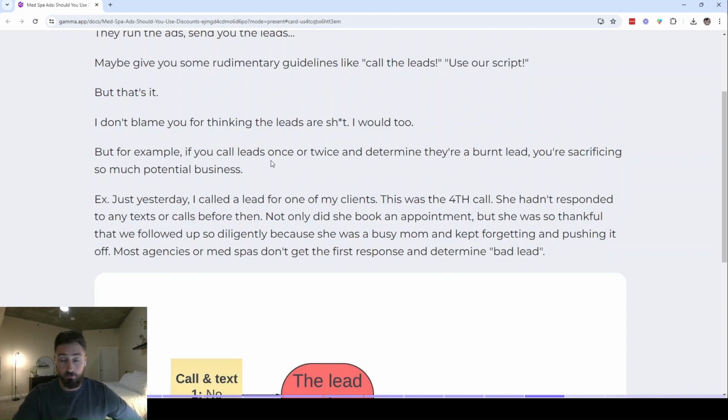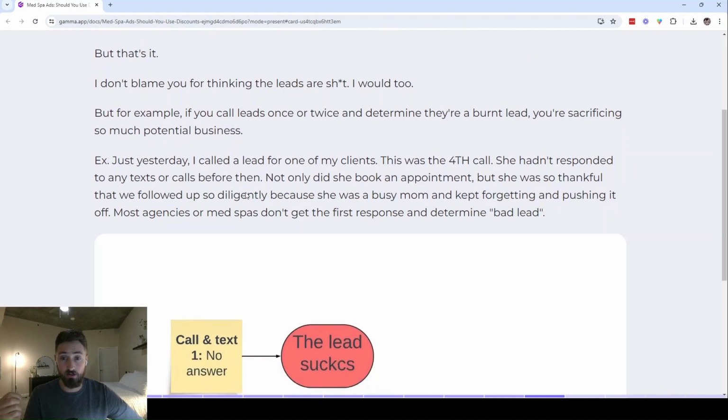But just to give one random example out of a sales process, if you call your leads just once or twice and you determine that they're a burnt lead, you are sacrificing so much potential business and so much potential revenue. Because I want to give you an example. Literally just yesterday, I called a lead for one of my clients, and this was the 4th time that I was calling this lead, right? She hadn't responded to any of our texts, any of our calls before that point.